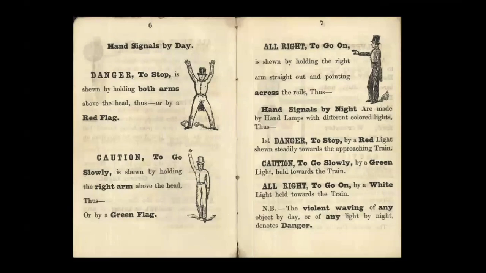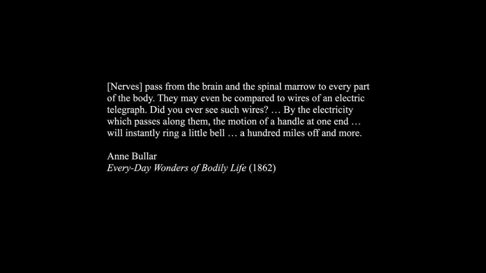But let's see. Okay, one interesting thing that I think is quite fascinating, and I mentioned this before with regard to Frankenstein, is the degree to which people in the 19th century really did see human beings as like little telegraph stations, like our nerves. This is from 1862. Nerves pass from the brain and the spinal marrow to every part of the body. They may even be compared to the wires of an electric telegraph.